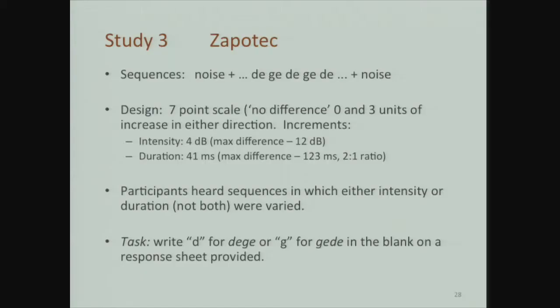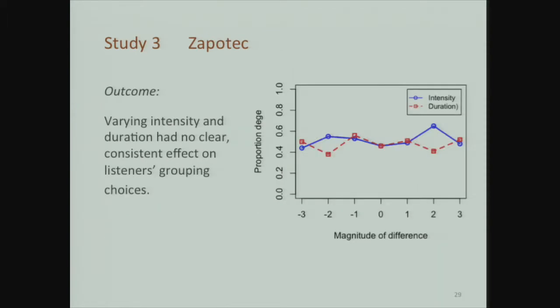However, in this particular case, we used different sequences. We used sequences that were dege, dege, dege. Dege is not a word, and gede is not a word in this dialect. And we used a 7-point scale. These were recorded by a Zapotec speaker, and the setup was the same as it was before. So we first did a study where we varied only intensity and only duration, and this is what we found.